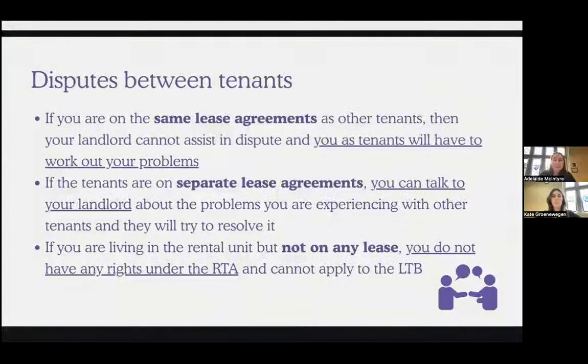If the tenants are on separate lease agreements, you can talk to your landlord and they will be able to try and resolve the problems you are experiencing. And if the landlord wants to take action against the tenant individually, they will be able to do so. So that means that if the landlord chooses that they want to bring an eviction against one tenant while the others remain in the unit, that is a possibility.